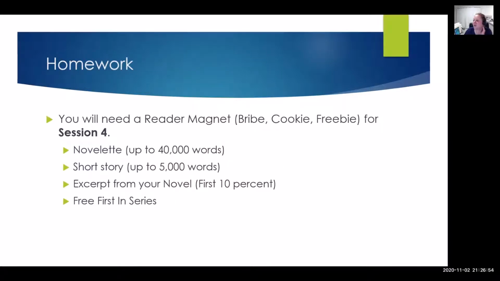You will need a reader magnet for session 4, because that's when we're going to be actually working on deploying that reader magnet. That can be a novelette, it could be a whole book if you've got a whole book that you would like people to be able to get for free, or a short story or an excerpt is a good choice if you don't have the time to write something in the next 4 weeks. The first 10% of your novel always goes up on Amazon as the read through anyway, so you use that bit as the freebie.